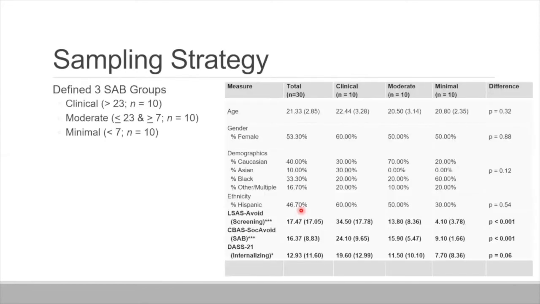So to do this, we recruited a sample of 30 individuals across the spectrum of social avoidance. Just to spare the details, we used empirically defined cutoffs, and we got 10 individuals in this really clinical high range of social avoidance, 10 individuals in this moderate range, and 10 individuals in this minimal social avoidance range. And you can see in this table here, we did our best to match demographically on age and gender across the social avoidance groups, which tended to work pretty well.